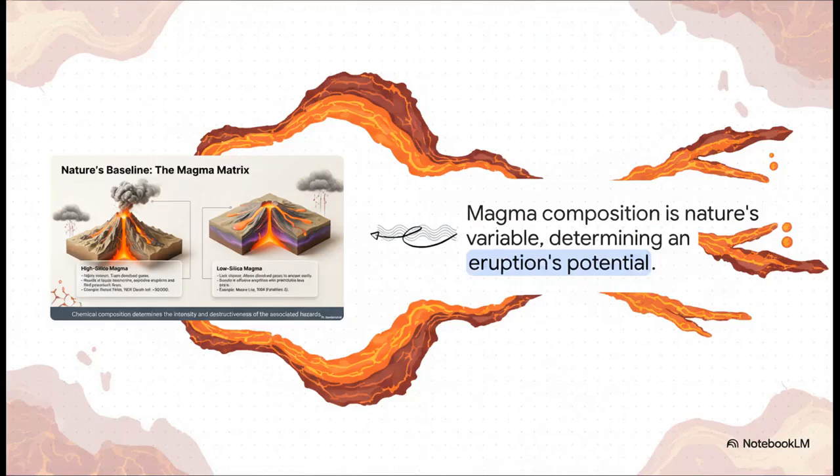The magma's chemical makeup is really the starting point for everything. If you have high silica magma, it's thick and sticky, kind of like honey. It traps volcanic gases, which builds up enormous pressure, and that leads to these catastrophic explosive eruptions. But if you have low silica magma, it's much more fluid and runny. The gases can escape easily, and you get what are called effusive eruptions, where the lava just flows out more gently. It's still dangerous, but way less explosive.